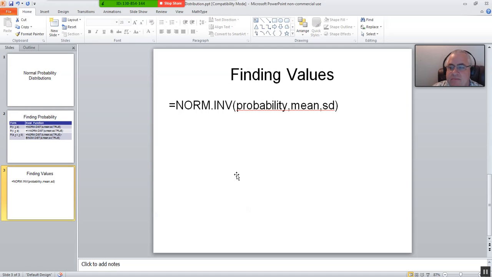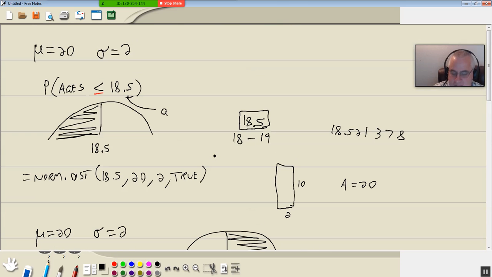Now finding the values. This says we're going to equals NORM.INV, the probability, comma the mean, comma the standard deviation. Now you may have to do a little bit of adjusting on this when you work it. The probability refers to the probability, the area to the left. So, on a problem, let me clear these off.